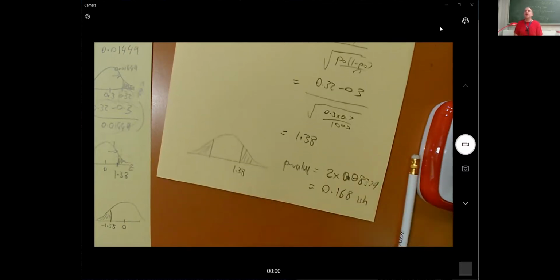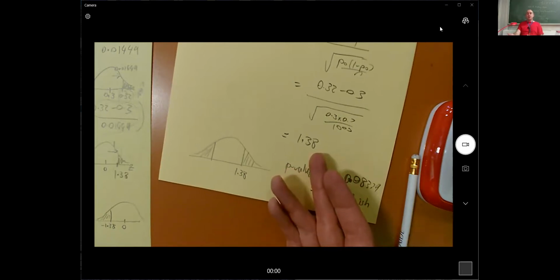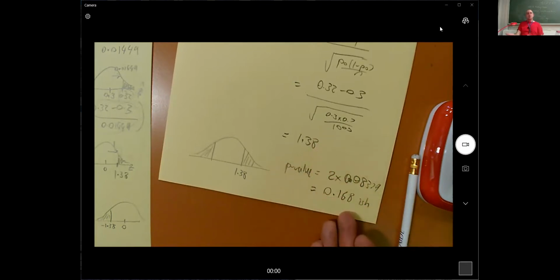I'd get a calculator to do it properly, but I would then ask myself, well, do I believe the null hypothesis or not? So if the percentage really was 30%, the chances of getting data with a percentage further away from 30% than what I've got is very high. And so I conclude that I would not reject the null hypothesis and say, yep, I'm happy to believe that the market share really is 30%.